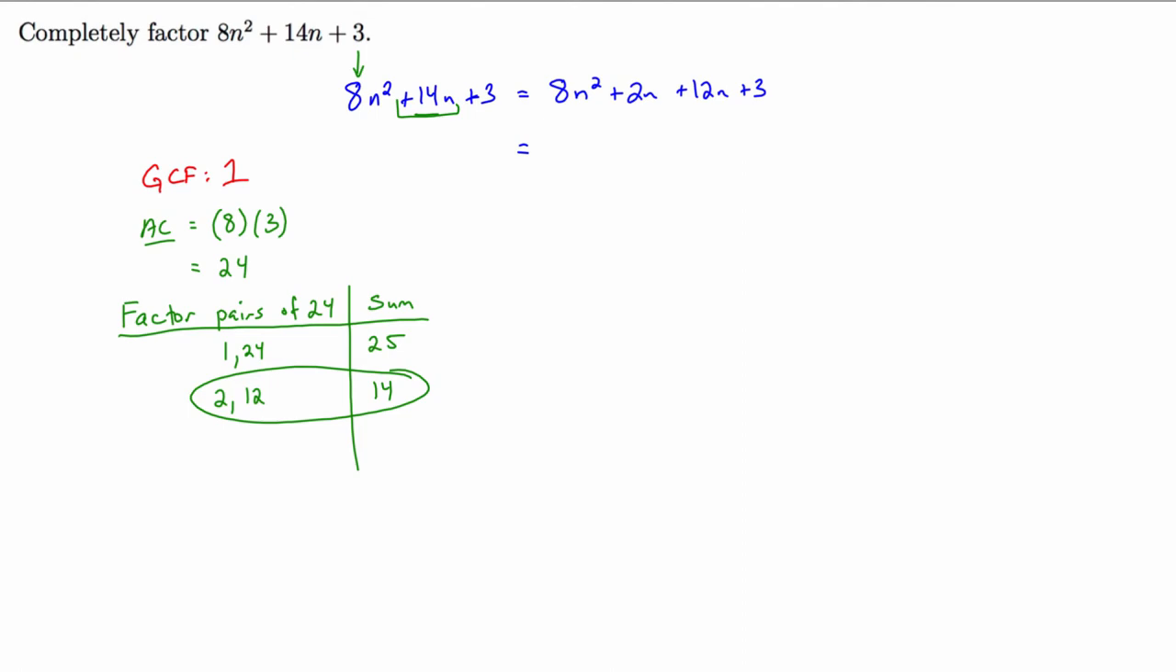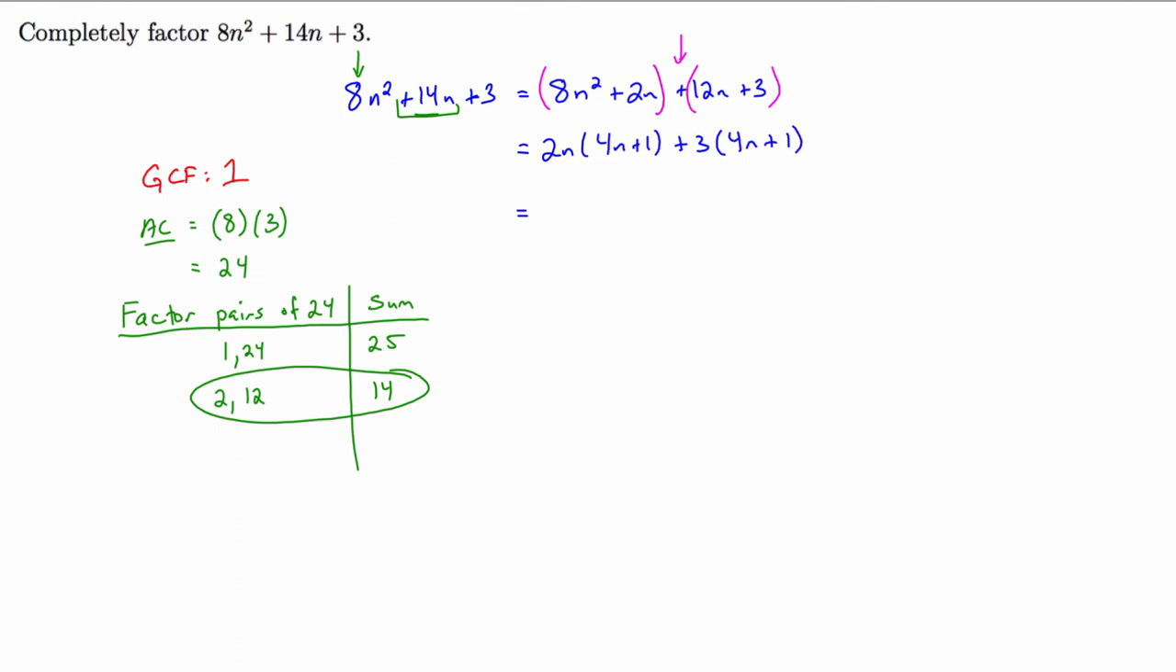So we will group the first two terms together, 8n squared plus 2n. We will group the last two terms together, 12n plus 3, and we will make sure there is explicitly addition between the two groups. When we look at the front group, 8n squared plus 2n, there is a common factor of 2n. And if we factor 2n out of that group, we will be left with 4n plus 1. In the back group, we have 12n plus 3. There is a common factor of 3. And if we factor 3 out of 12n plus 3, we will be left with 4n plus 1.